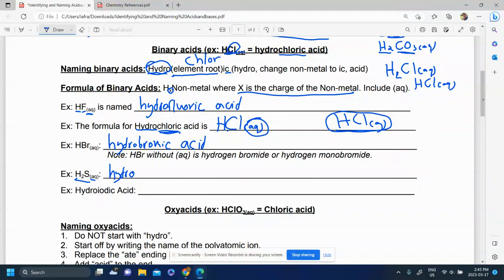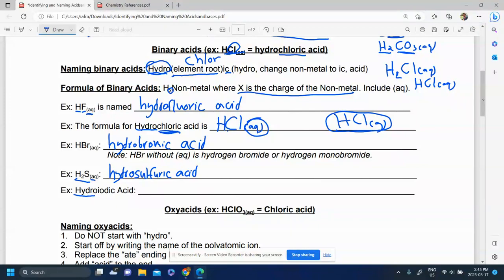And then sulfur. It's a bit of a different one here. Sulfur becomes sulfuric. Hydrosulfuric acid. Hydrosulfuric acid.